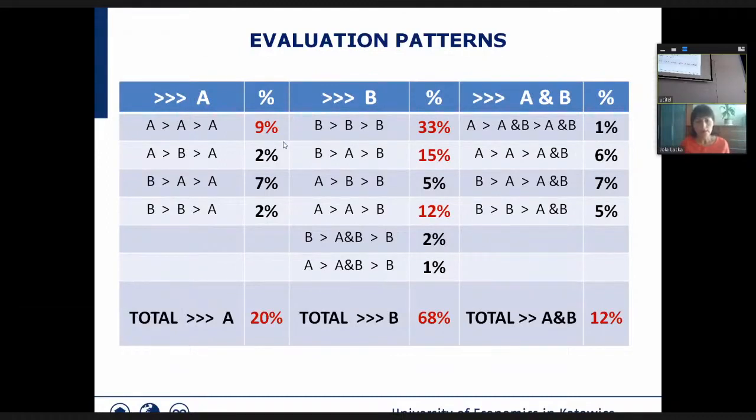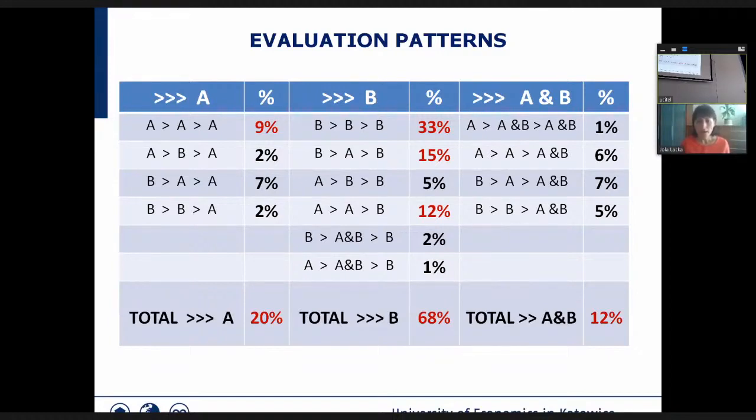It might also be interesting to see the evaluation patterns. So as you can see, 9% of students consistently chose text A, the coursebook text, while 33% of students consistently chose text B, 15% switched from B to A and then to B, then 12% chose text A at the first stages, but at the final evaluation stage, they indicated text B as being more valuable.